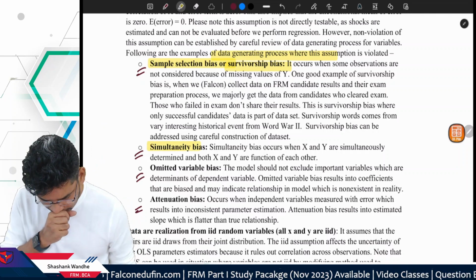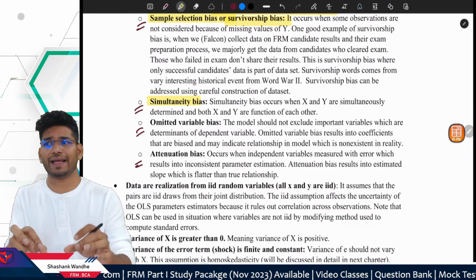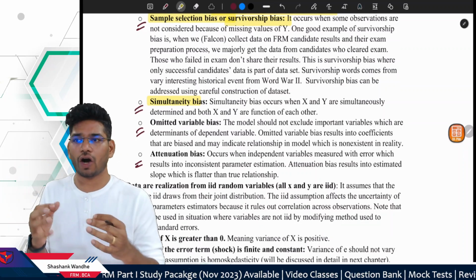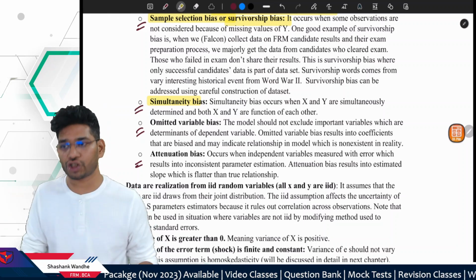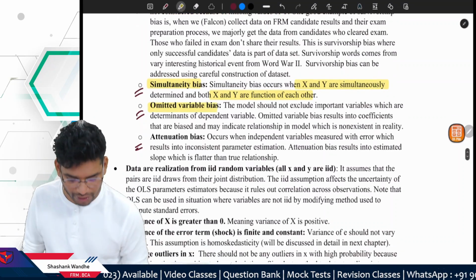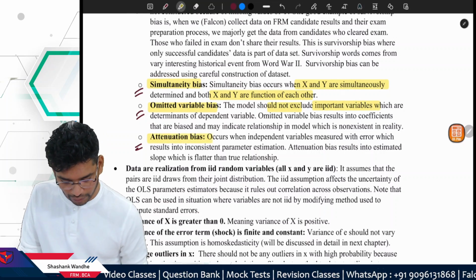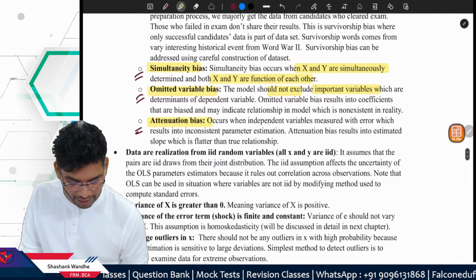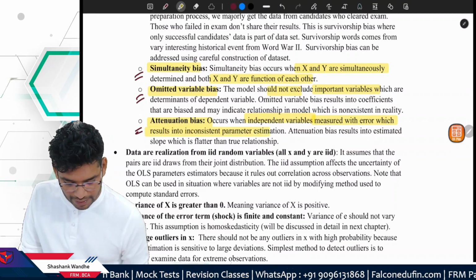Then we have simultaneity bias. This means you should not determine x and y simultaneously. X and y should not be a function of each other. This is very important. Then we have the omitted variable bias. You should not exclude the important variable. Then attenuation bias. Attenuation bias is when the independent variable is measured with error, which results in inconsistent parameter estimation.